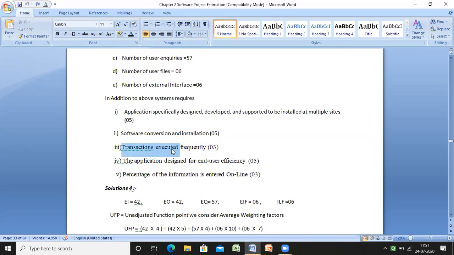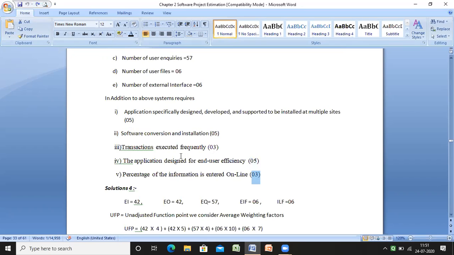Transaction executed frequently. The transaction should happen in a smooth manner. So they have mentioned 3. Application designed for end user efficiency. Unless my software is useful for the end user, what is the use of that software? Then, the percentage of information entered online. I should enter something online. So that is also rated. So 5 ratings are there.